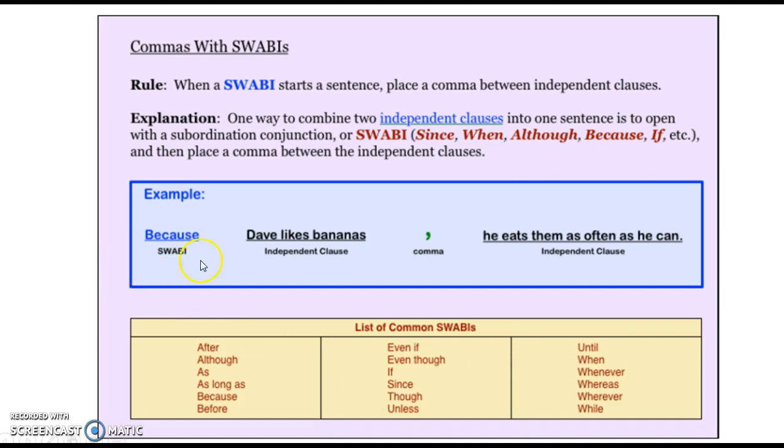If I said, because Dave likes bananas, he eats them as often as he can. NoRedInk likes to call this a swabby, which is fine, but then they call this an independent clause. I almost think it's easier to think of this first part as just all one dependent clause together, because it is. The swabby makes that clause dependent. Because Dave likes bananas, we could not have that on its own. It's a dependent clause. So dependent clause, comma, independent clause. And there's a list of those common swabbies you might see down here that make clauses dependent. So if I were you, I would maybe jot a couple of those down in your notes.